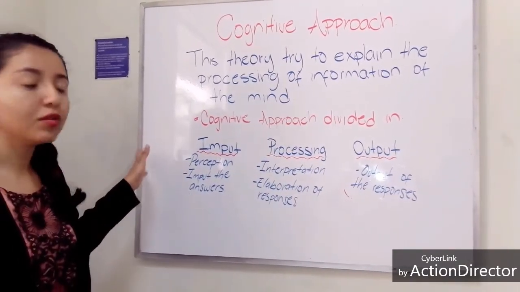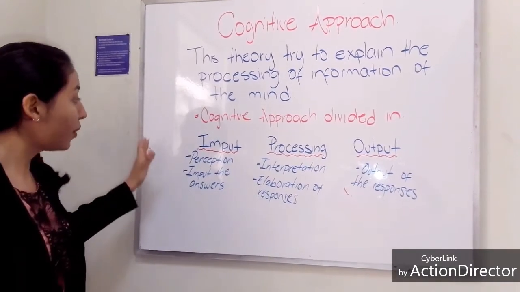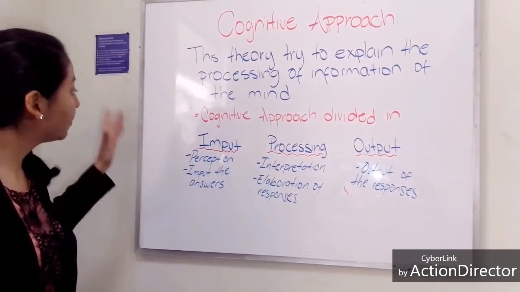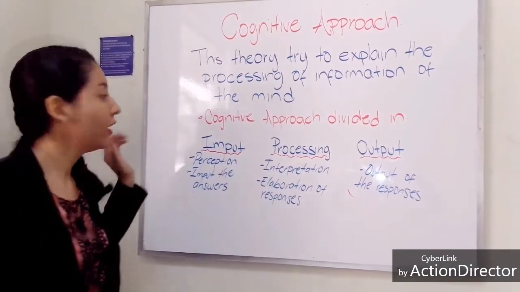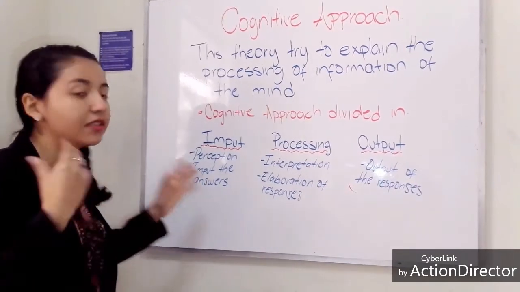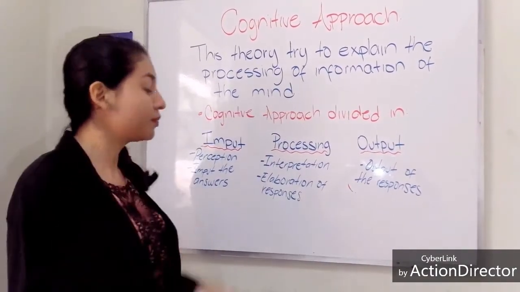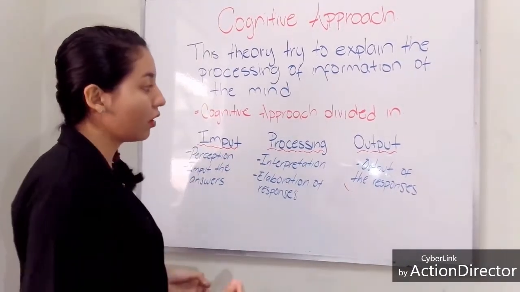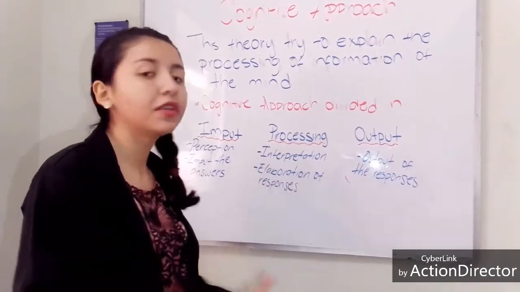The cognitive approach is divided into three parts. The input has perception and input of the answer. The next process is the processing, which has interpretation and elaboration of the response. And the last one is the output, which is the output of the response.